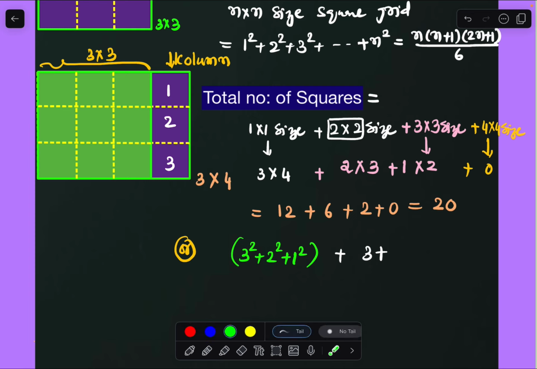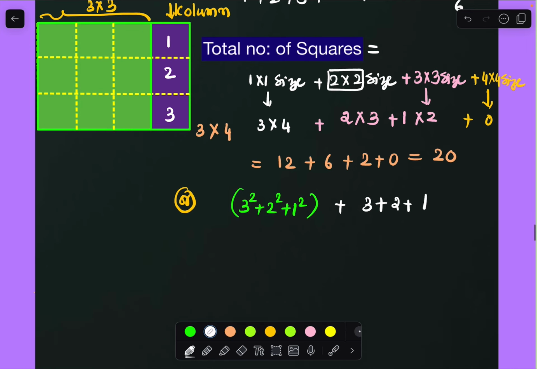2 by 2 squares we can make by using this additional column. So here is one 2 by 2 square, and here one more 2 by 2 square we can get. So 3 plus 2 we can get here, plus 3 by 3 squares. How many can we make by using this additional column? We can check it, right? So 1 we can get here. So 1, right? Here 3 plus 2 plus 1, which is nothing but the sum of the first 3 natural numbers, right?